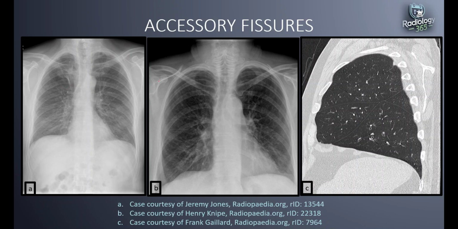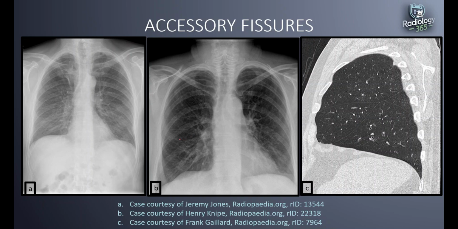Then we also have what we call the superior accessory fissure. It's seen in approximately 5% of patients, and it separates the superior and then the basal segments of the lower lobe. So here you can see that this is the right lower lobe, but then there is this other fissure that is separating the superior segment from the rest of it. So that's the superior accessory fissure.